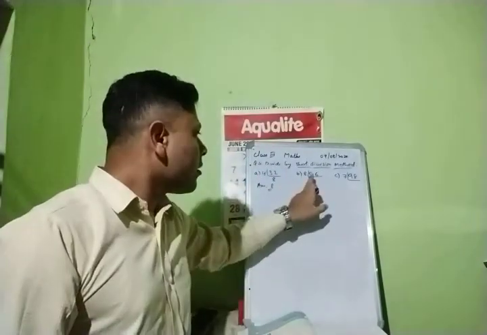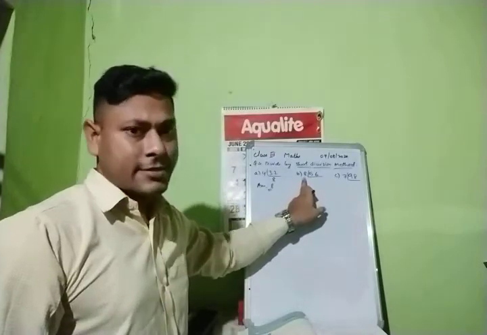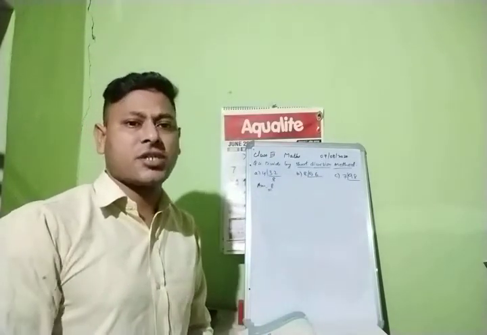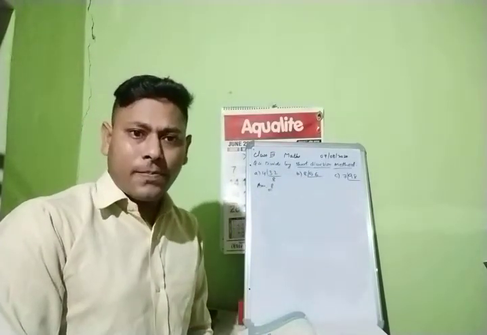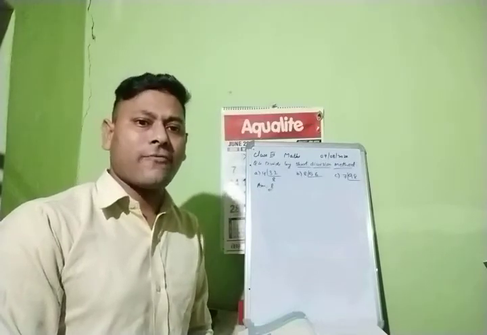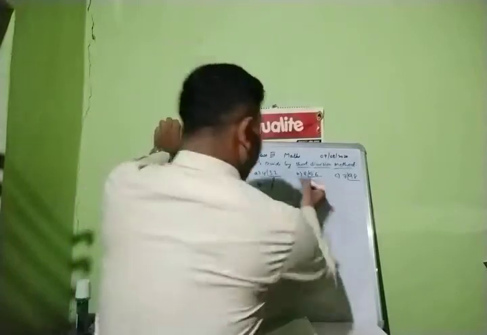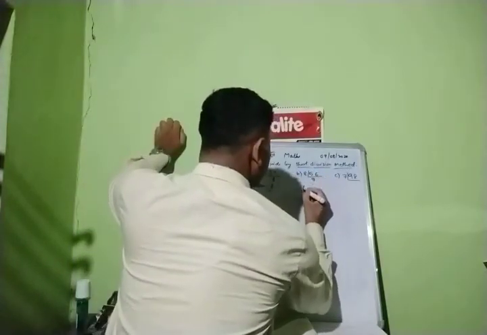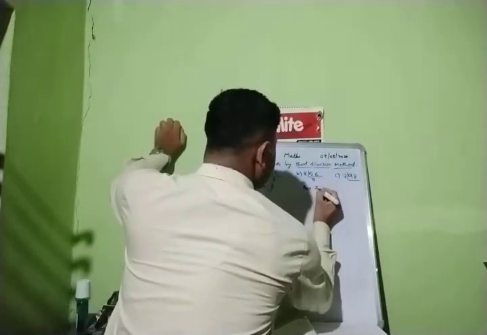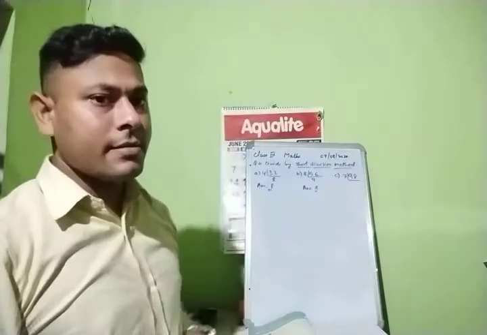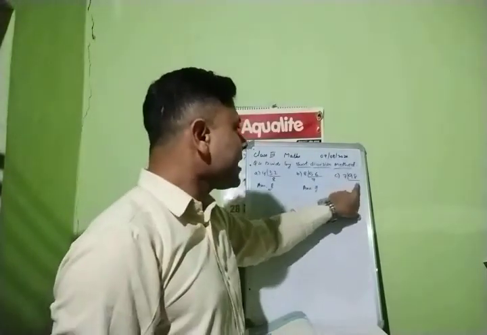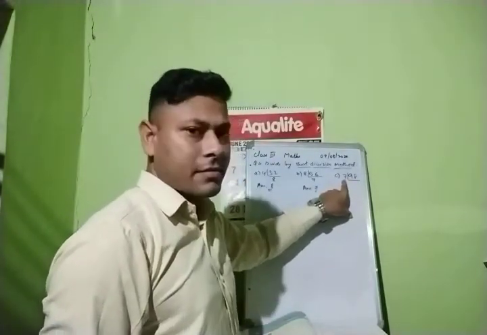Right. Now 56 divided by 8. 8 ones are 8, 8 twos are 16, 8 threes are 24, 8 fours are 32, 8 fives are 40, 8 sixes are 48, 8 sevens are 56. So 8 sevens are 56. So what will be our answer over here? 7.